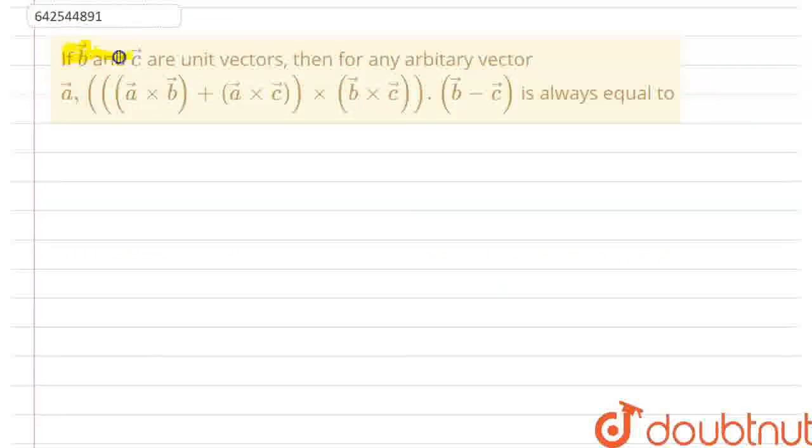In this question, it is given that if b vector and c vector are unit vectors, then for any arbitrary vector a vector, we need to find out the value of this. So firstly, I will find out the value of this term. So I will separate out these two terms.